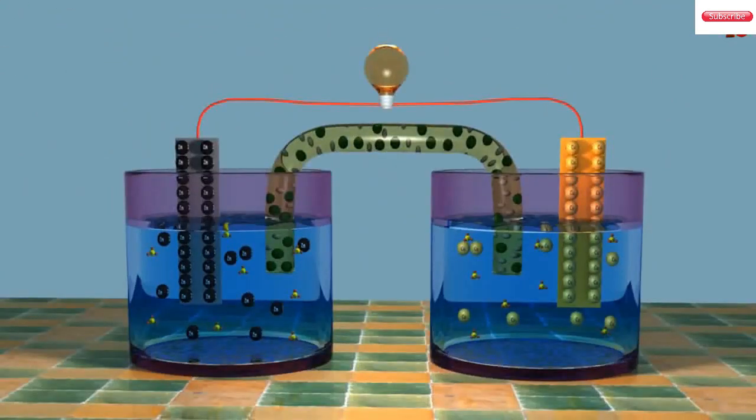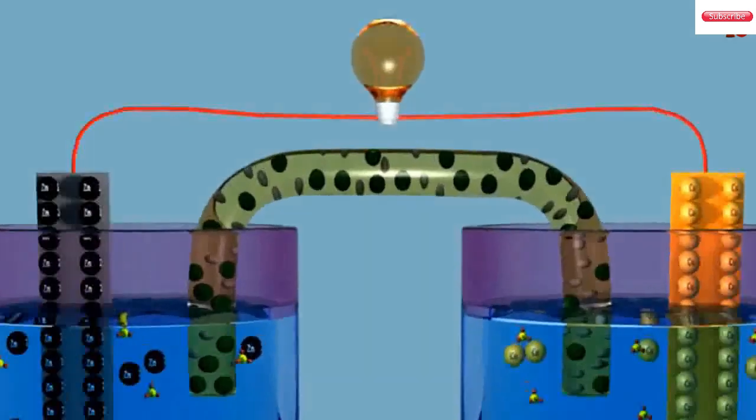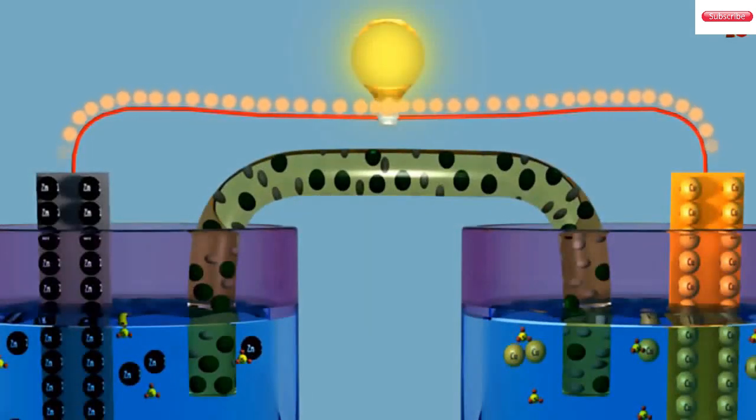The two solutions are connected by a porous sodium chloride salt bridge that prevents the two solutions from mixing but allows ions to migrate. Attaching the cell shows that electrons flow from zinc to copper.